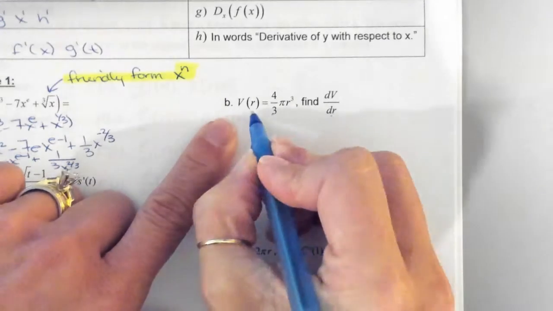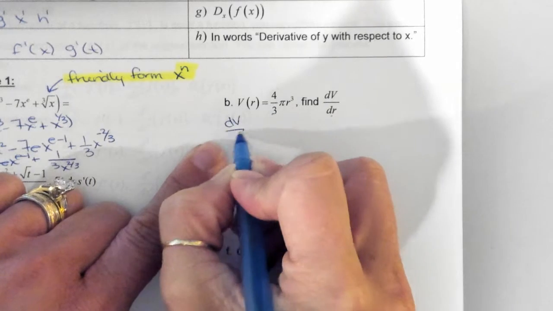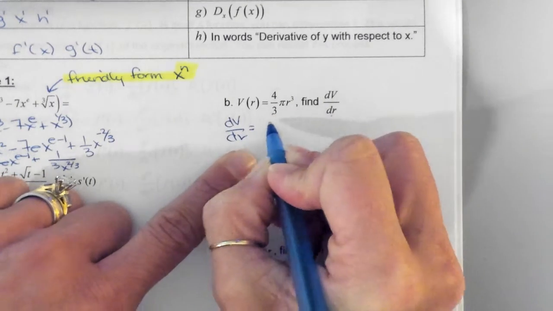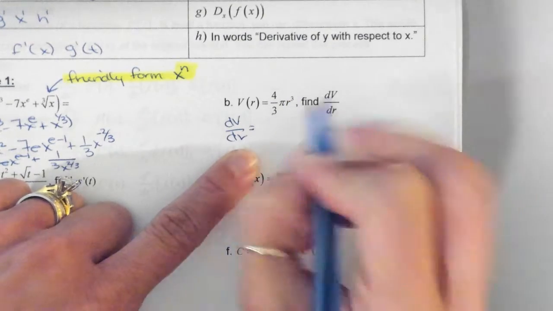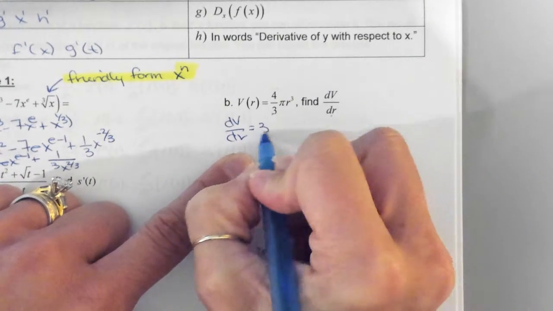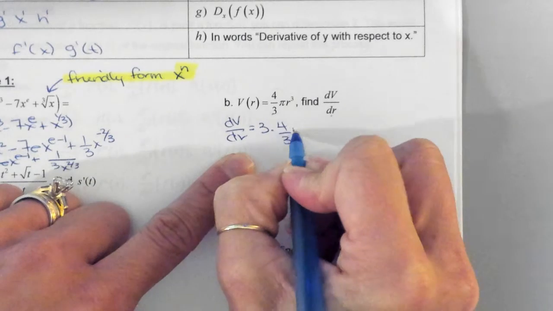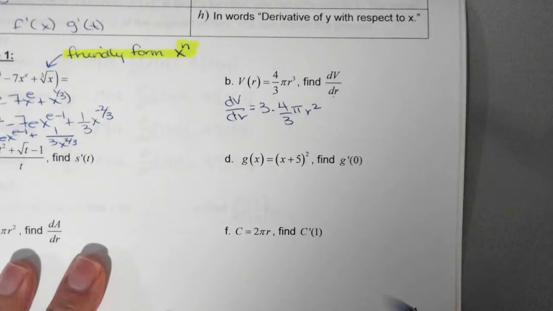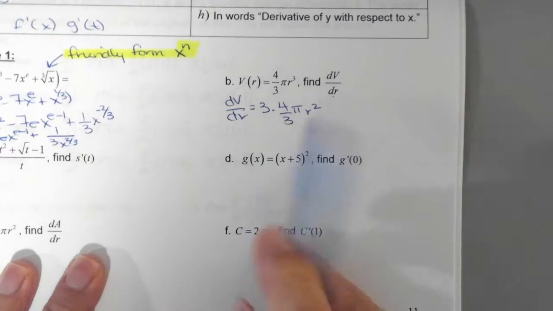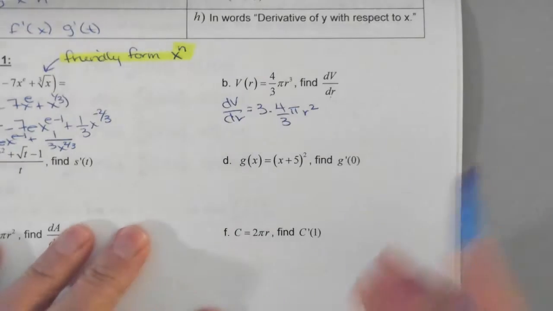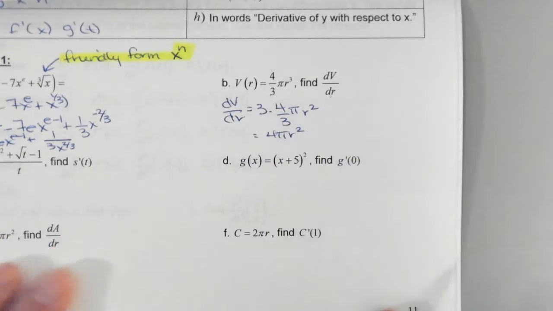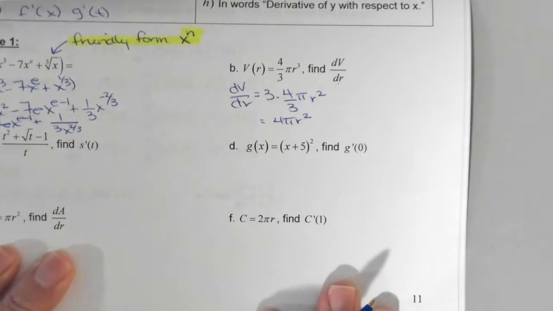So you can write this notation here, dV/dr, meaning I'm taking the derivative of V with respect to r, is equal to, this 3 comes down in front, so I'm just going to write it all out. 3 times 4/3 pi r squared. Obviously in your head you can simplify this, true? So if you just wrote the answer, which is 4 pi r squared, that's also fine. But that's the derivative.